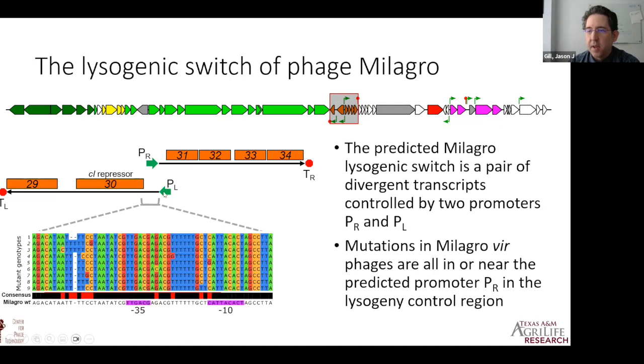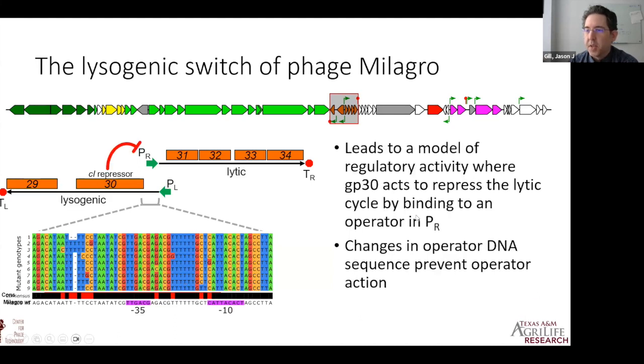And we sequenced all of these Vir mutants that we isolated. The only mutations we ever found were in this PR region, really between the -10, -35, and then upstream of the -35 region, where we see these individual SNPs. These are the only mutations we see in these Vir mutants, which leads us to a model of regulatory activity where this is the repressor, and this is likely the operator binding site. This is how it also works in P2. The repressor binds to this operator site.